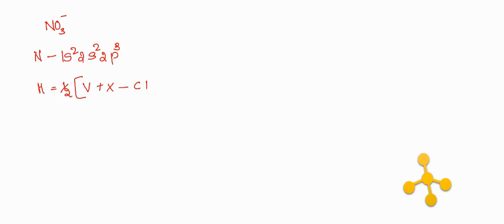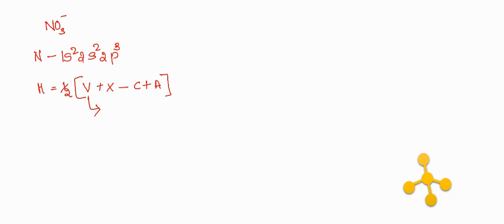In case of NO3 minus, students, first you need to identify the hybridization. Nitrogen, you know the configuration, that is 1s2, 2s2, 2p3. Atomic number is 7. So how to calculate hybridization? H is equal to half into V plus X minus C plus A. This is the relationship. So what do you mean by V over here? That is number of electrons in the valency shell.